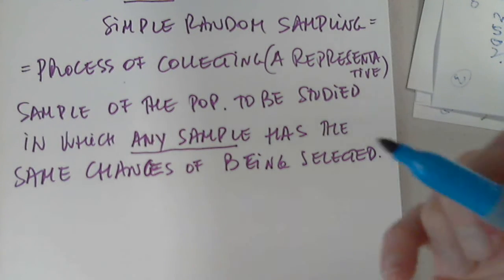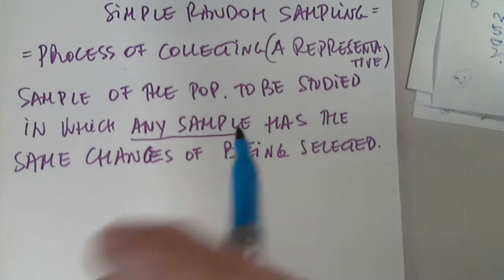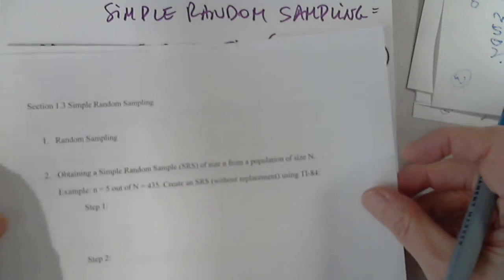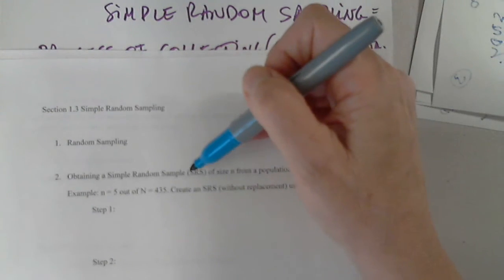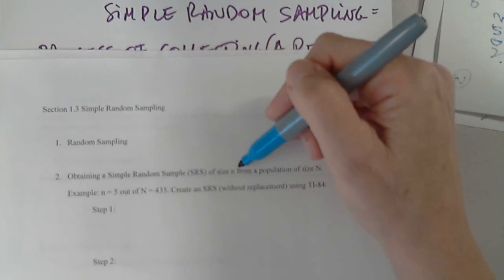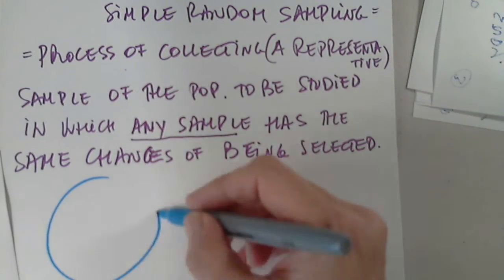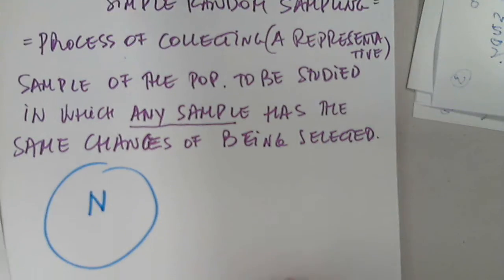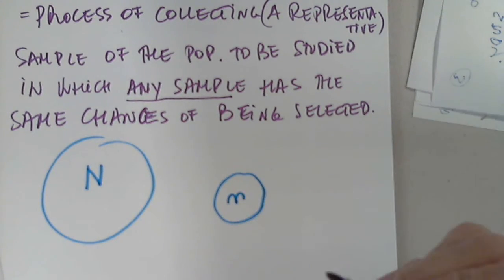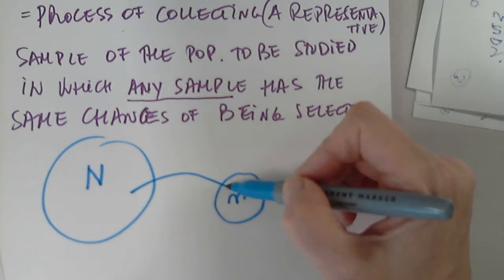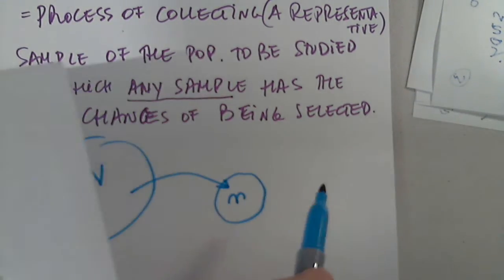Okay, so any sample has the same chances of being selected. So let's just do a simulation right now. Obtain a simple random sample, SRS, of size n from a population of size uppercase N. We know that. The population has size N, and the sample size n, lowercase n, is coming from the big population. It's a subset of the population.